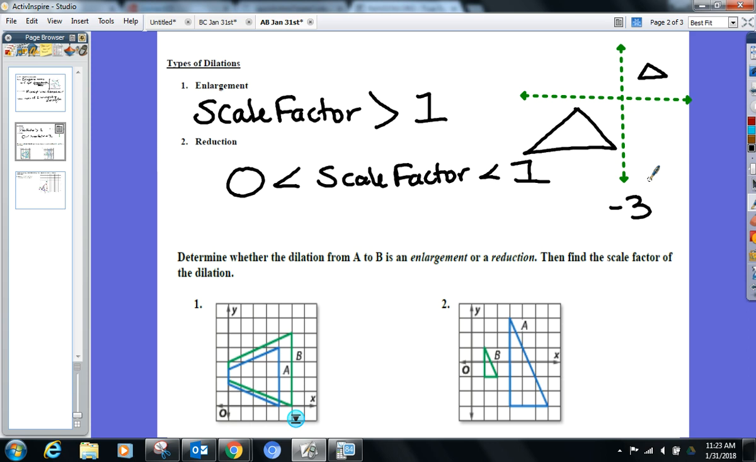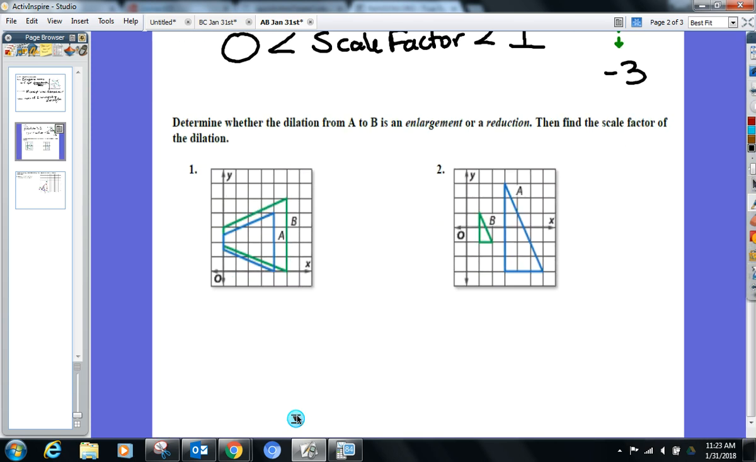The other question I usually get is, well, what if the scale factor is equal to 1? Scale factor equal to 1? It's the same triangle, right? If it's 1 to 1, the sides don't change length. Good. All right, so bigger than 1, it's got to be an enlargement. Between 0 and 1, it's got to be a reduction.